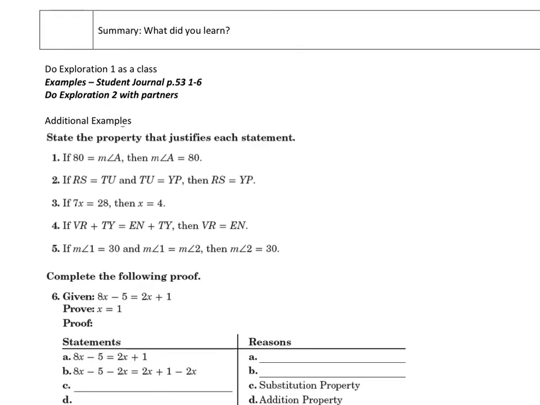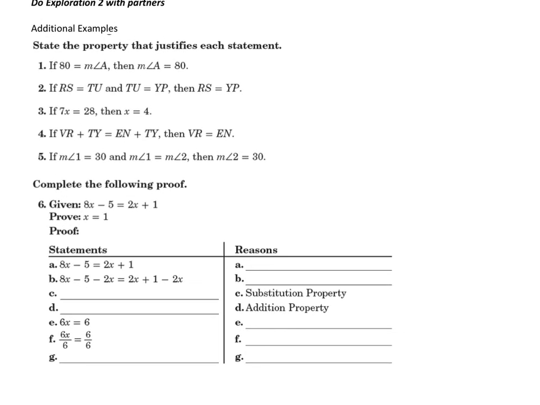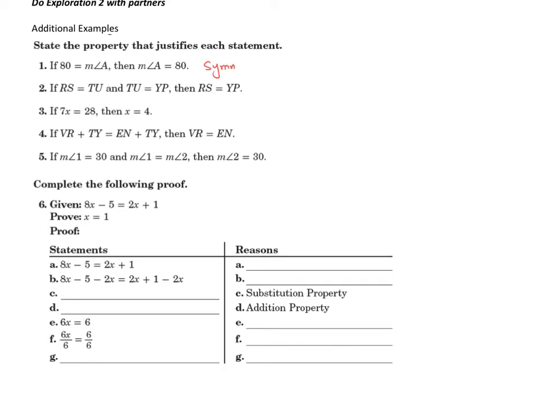We will do these student journal ones in class, but let's just do some of these examples here together. Okay, so we have to state the property. If 80 equals the measure of angle A, then the measure of angle A equals 80. This one is the symmetric property.